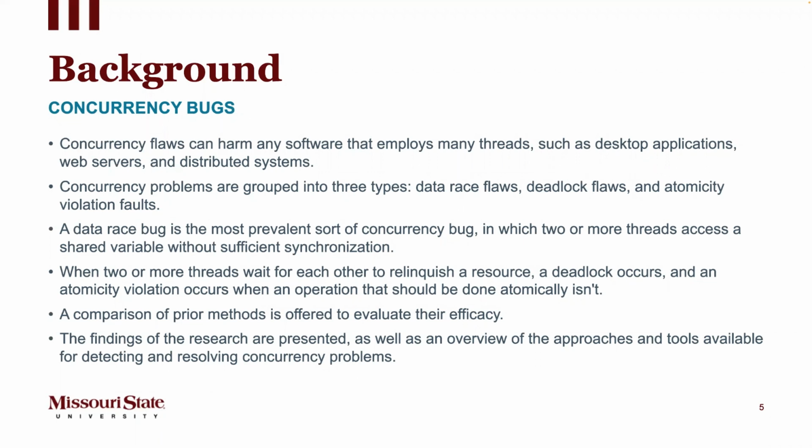When two or more threads wait for each other to release a resource, a deadlock results in a loop of waiting. When an operation that ought to be executed atomically isn't, this is known as an atomicity violation bug.